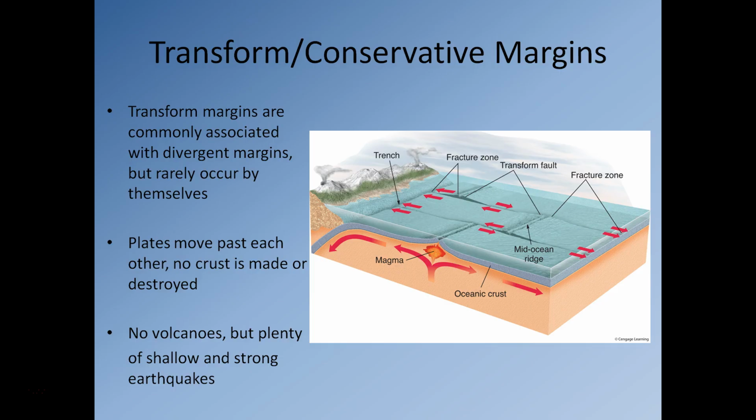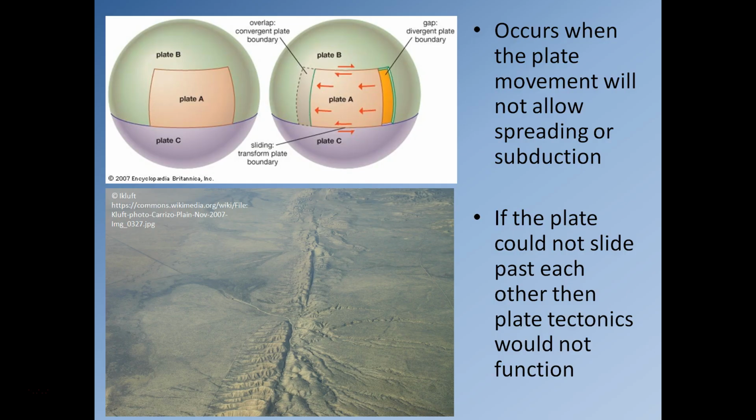However, once again, because we have two pieces of crust grinding against each other, there are going to be lots and lots of earthquakes. And in fact, transform plate boundaries are quite dangerous if they're on land, because they tend to produce lots of very big earthquakes that are relatively shallow. Just ask anyone that lives near the San Andreas Fault.